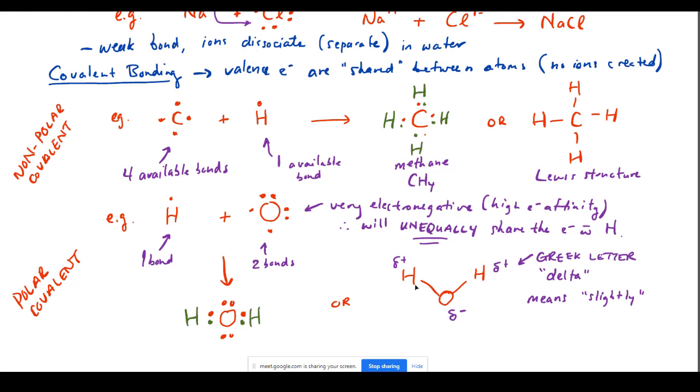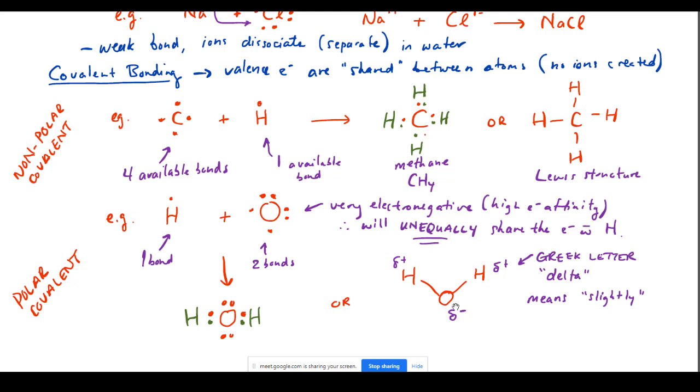Not enough to say that these are ions. This is still covalent. They're still technically sharing. It's just basically like this guy gets more time. It's got a greater share of the custody than these little hydrogens here. Okay? So if you want to think of it in those terms, that would be great.